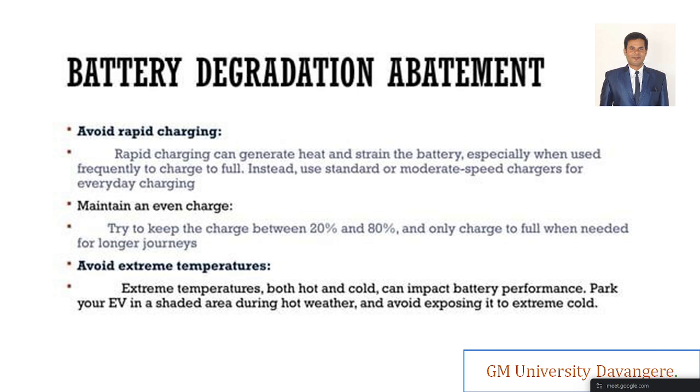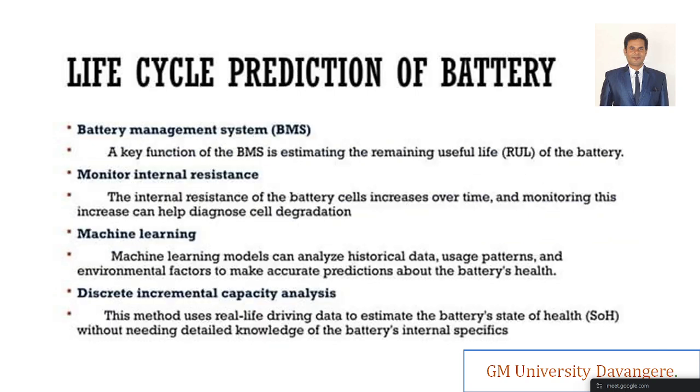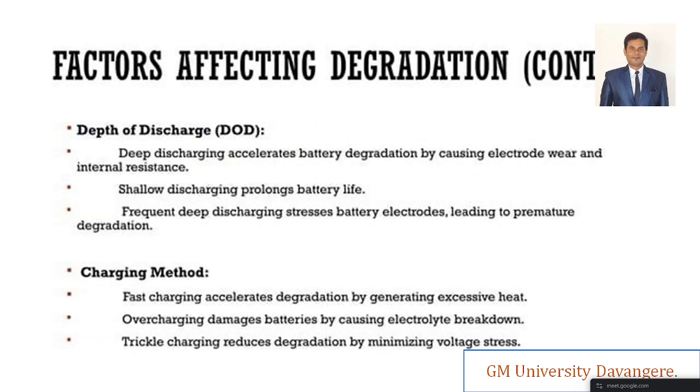So let us see the various charging methods we have. One is fast charging, which accelerates degradation by generating excessive heat. How does the charging method affect degradation if we make very fast charging, making the degradation faster? What are the factors impacting the charging methods?